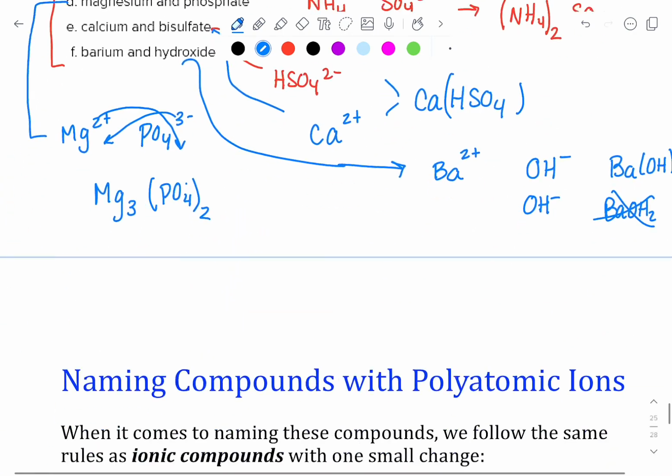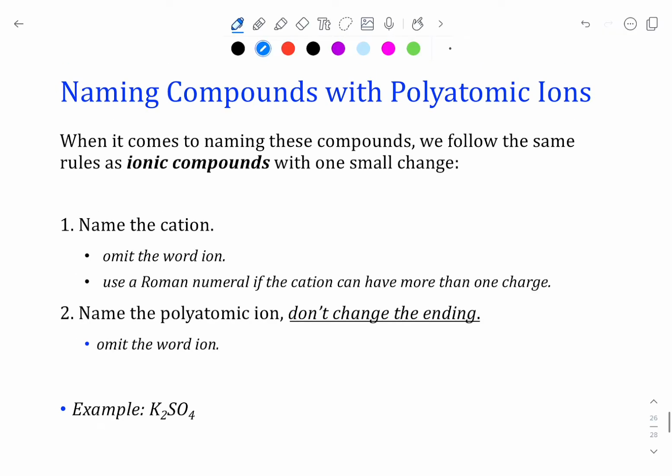I think our next thing has this. Oh, so now we're going to talk about how we can name our compounds with polyatomic ions. So when it comes to naming these compounds, we're going to follow the same rules as our ionic compounds. There's just going to be one small change, and we've talked about that a little bit when we first started talking about polyatomic ions. So you'll name the cation. You'll still omit the word ion and use a Roman numeral if the cation can have more than 1 charge. So that's going to be our transition metals again.